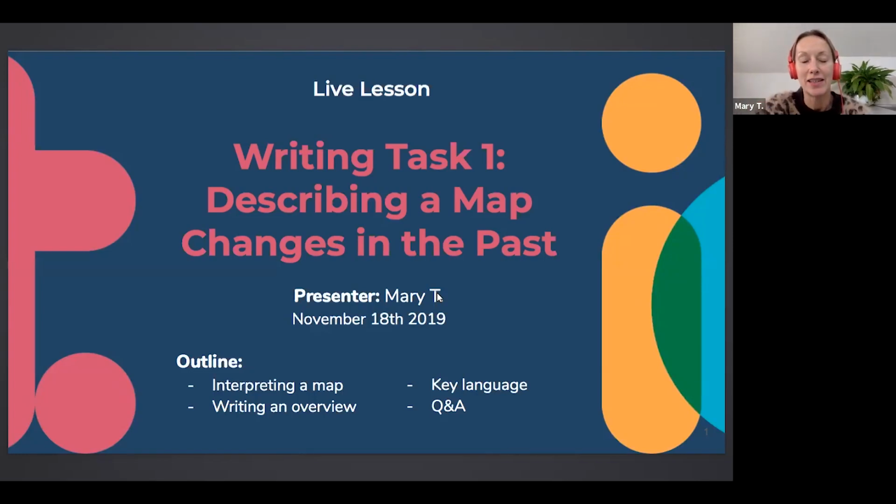Yeah, so this session today will be on describing a map and changes in the past. So this is what you have to do for writing task one. As Jamie said, it's a very common type, so it's a good one to be looking at. So the outline today is interpreting a map, writing an overview. We'll also be looking at key language, and then, as we said before, there'll be time for Q&A at the end. Okay, so we'll just get started.